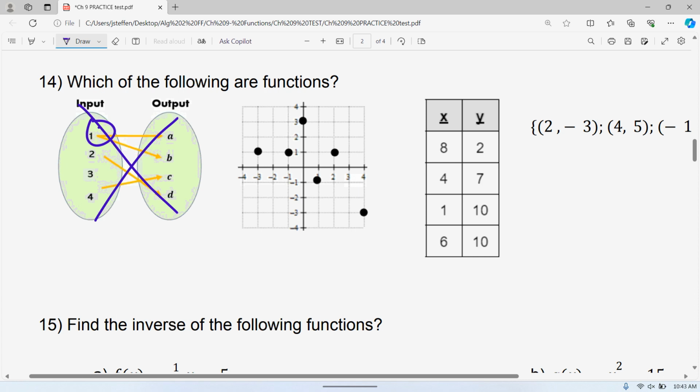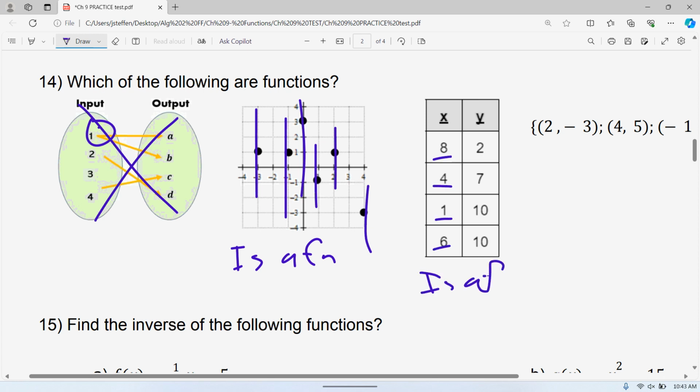This is the vertical line test. There's no points that cross twice, so that one is a function. This one, the x don't repeat at all, so this one also is a function.